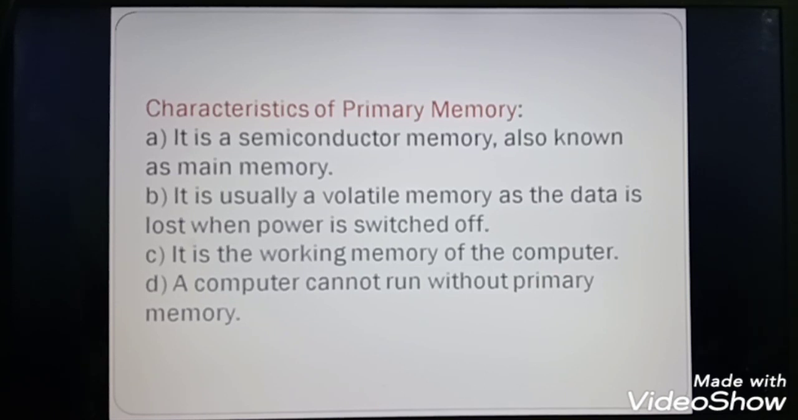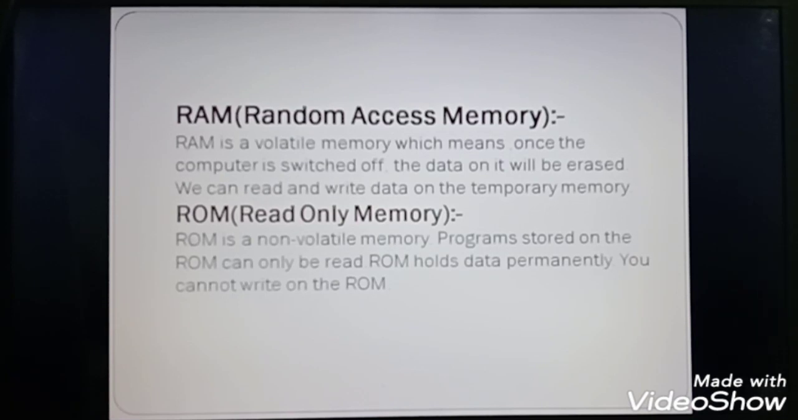Next we will see the two kinds of primary memory. Just now I told you, they are RAM and ROM. So what is the work of RAM and ROM? Let's read. RAM is a volatile memory, which means once the computer is switched off, the data on it will be erased, that means deleted. We can read and write data on it. RAM is known as temporary memory. That means if the power suddenly goes off, all the data stored in RAM is lost.